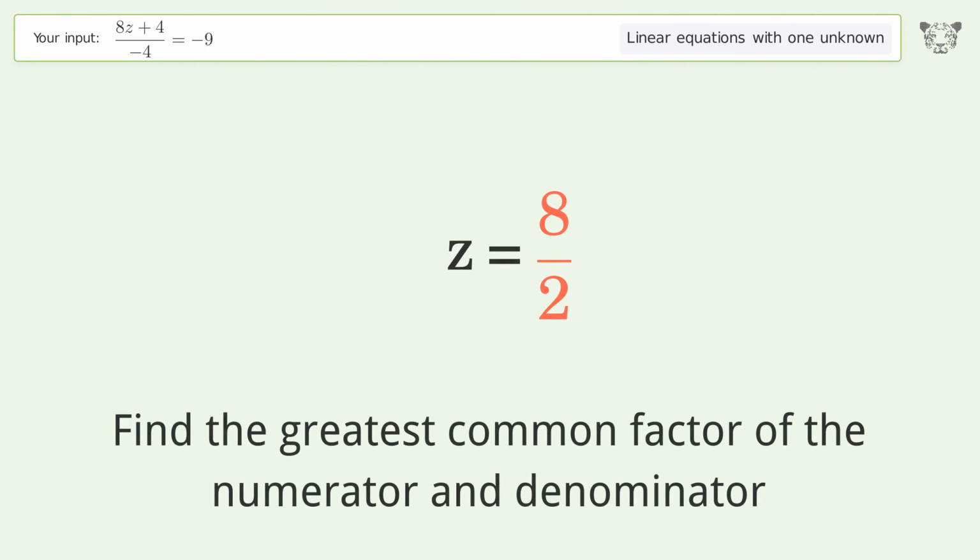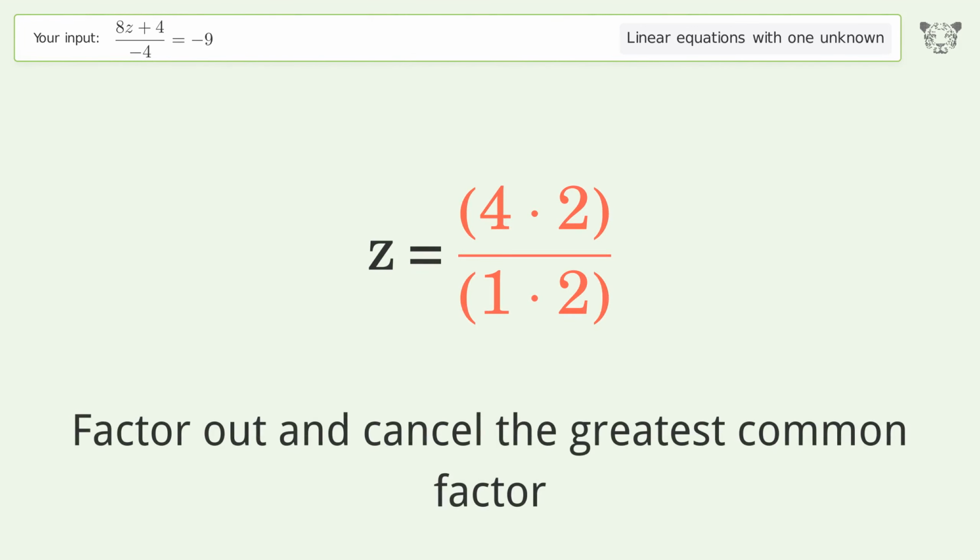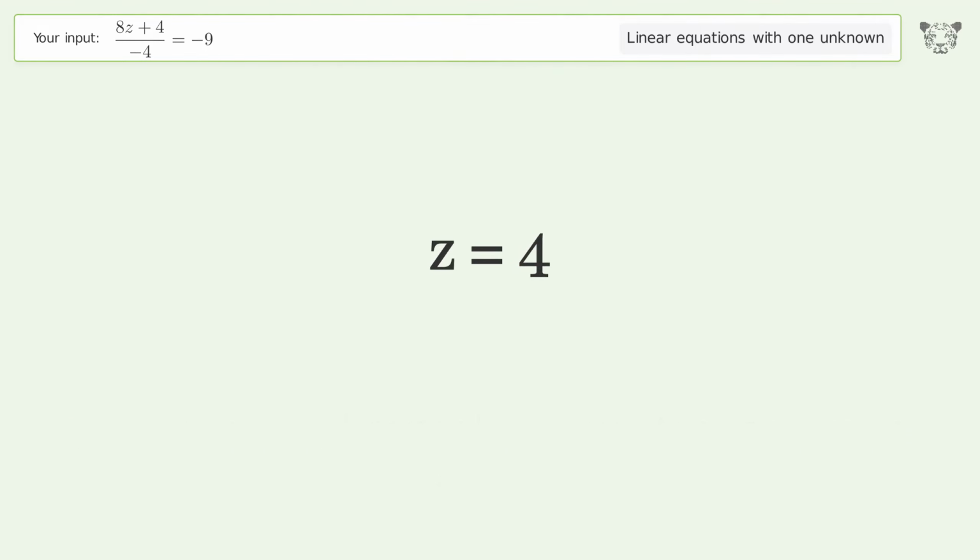Find the greatest common factor of the numerator and denominator. Factor out and cancel the greatest common factor. And so the final result is z equals 4.